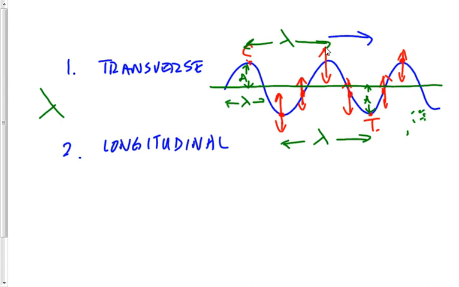Yeah, no, you're right. If you go from here to here, that's a wavelength because that's the distance over which the wave repeats itself. So anywhere where the wave repeats itself, that's going to be a wavelength. That's going to be lambda.